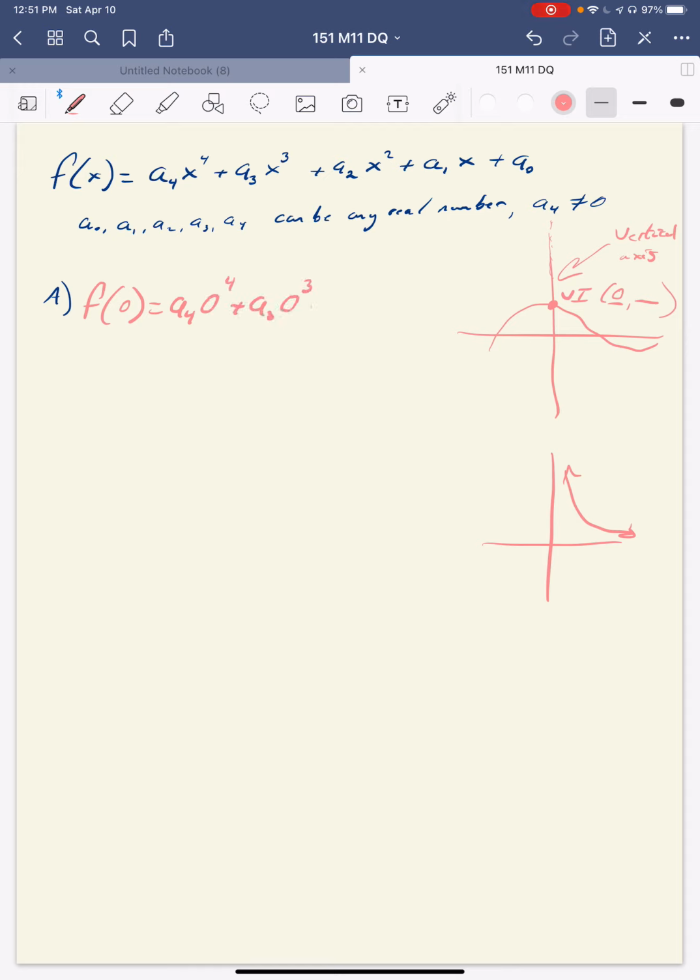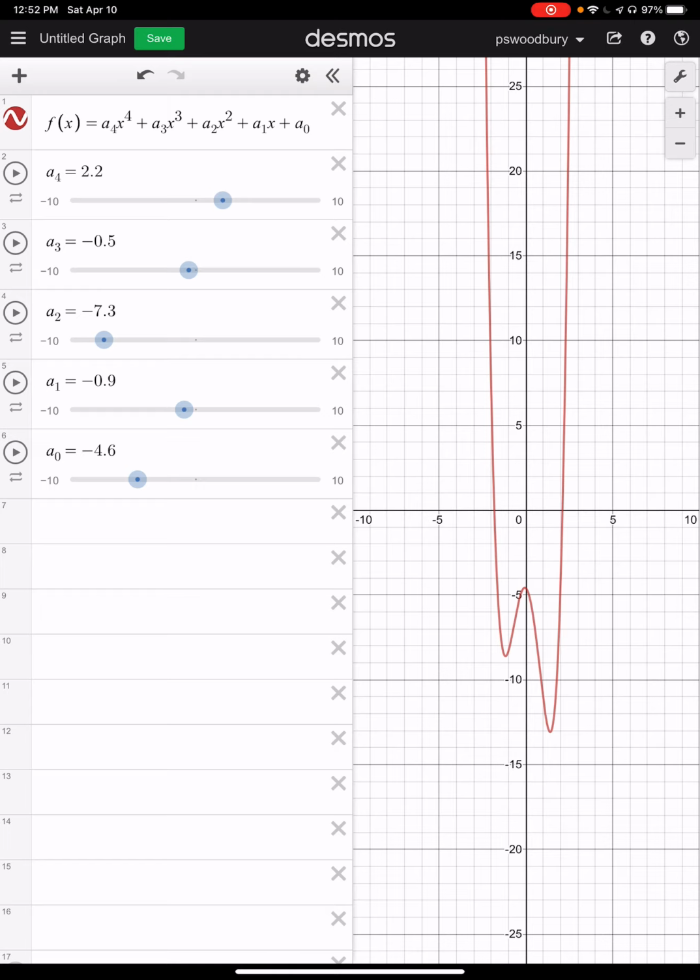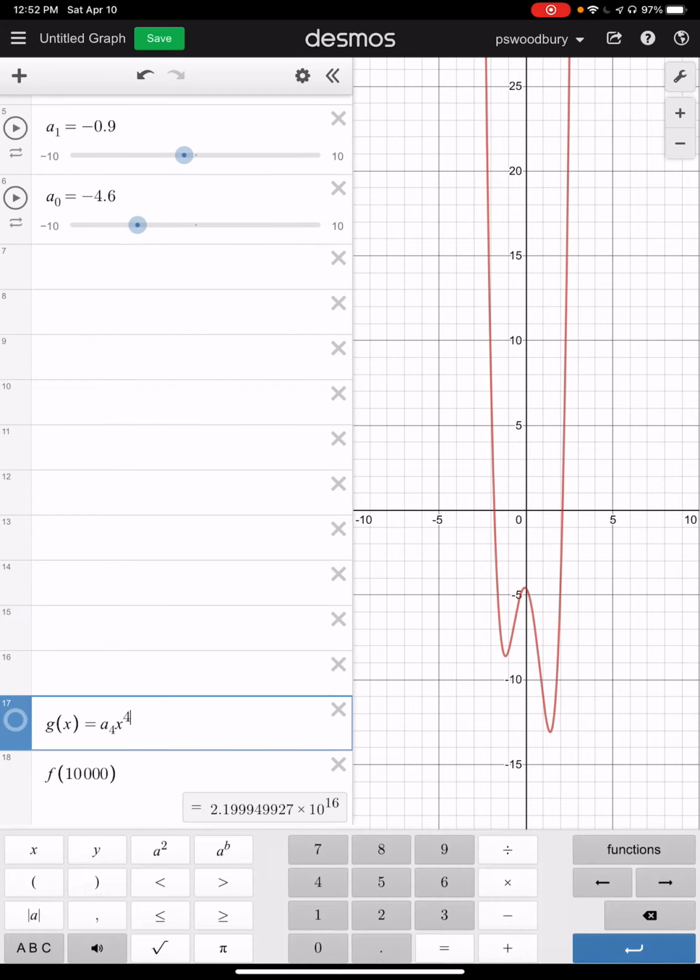And now when I look at all of these, I see this term becomes 0, this term becomes 0, this term and this term both become 0. And so what I'm left with is f at 0 is actually equal to a sub 0. And so now if you go back into your Desmos application, you can see here, right now a sub 0 is set to negative 4.6, and it does indeed look like my vertical intercept is negative 4.6.